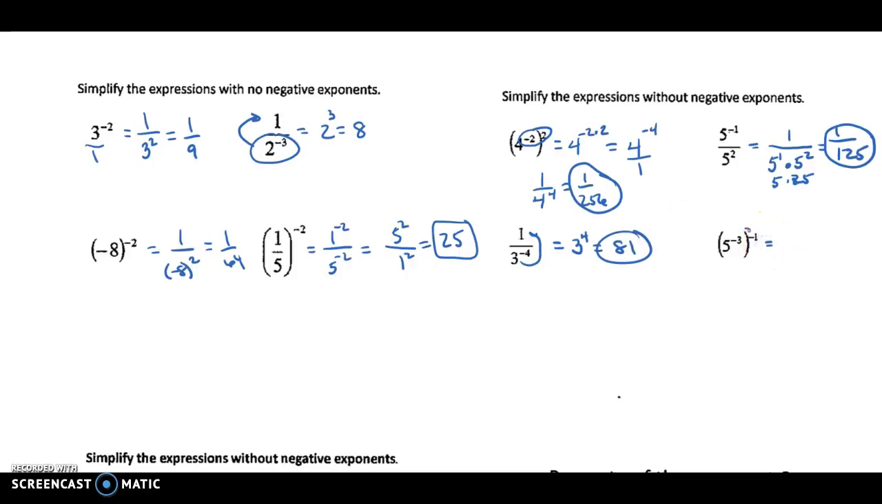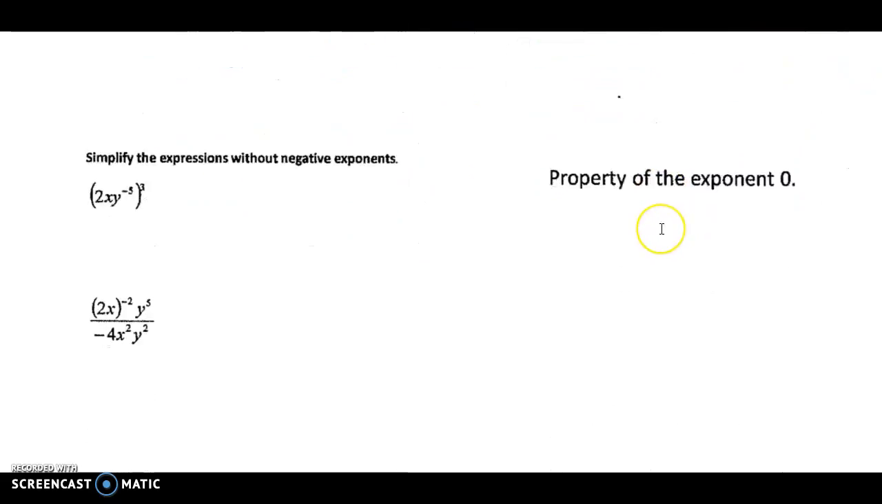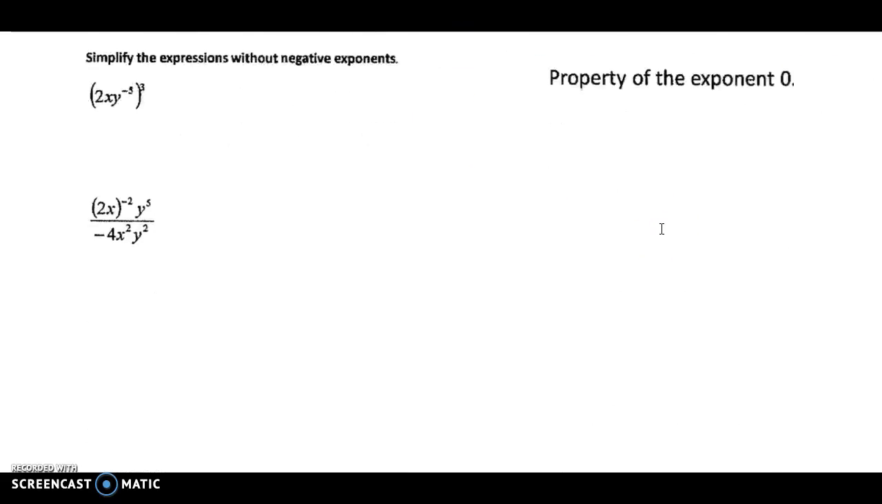And the next one, when I raise a power to a power, it's going to be 5 to the negative 3 times negative 1. It gives me 5 to the 3rd power, which is just 125. Alright? You have to use the properties appropriately, and then get rid of the negative exponent.